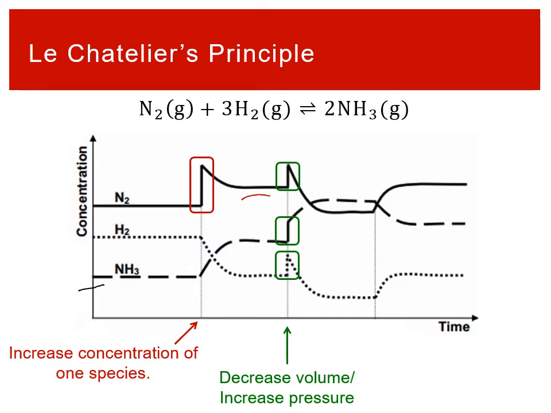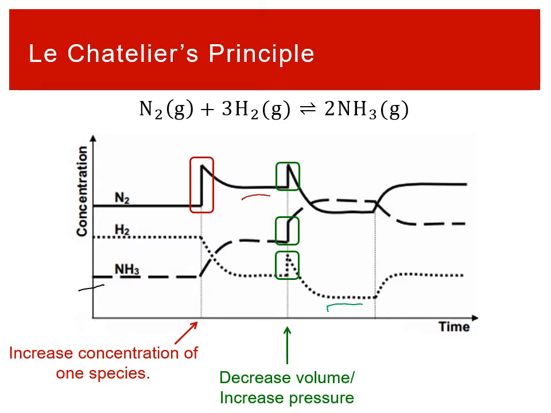Because these are all gases, I could then change the volume or the pressure. In this case, I'm decreasing the volume. So the pressures all go up, the concentrations all go up. Again, I take the system out of equilibrium. The equilibrium constant isn't changing. What is changing is the relative amounts of everything present. They're all crowded here, so that's why the pressure goes up. And again, eventually the system goes back to equilibrium.